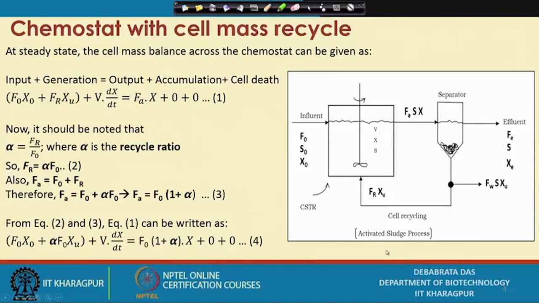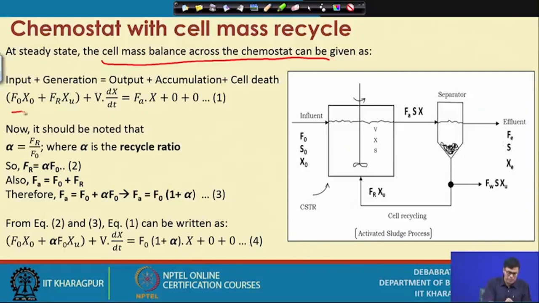Now the question comes, how can you write the balance equation? Let us first consider the cell mass balance across the chemostat. What is the input? Input equals F0 into X0, plus Fr into Xu, and this is the input of the cells. And what is the generation that we have? This is the generation, V into dX by dt. And what is the output? This is the output, am I right? Fa is equal to F0 plus Fr, so this is into X, plus accumulation.